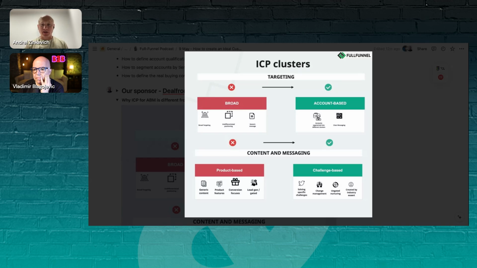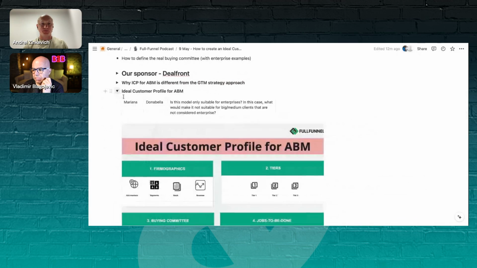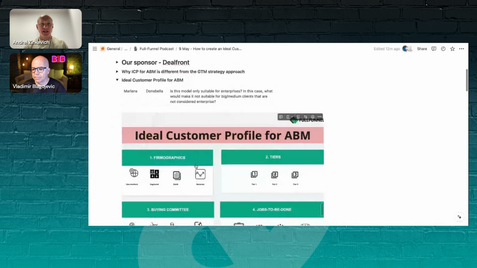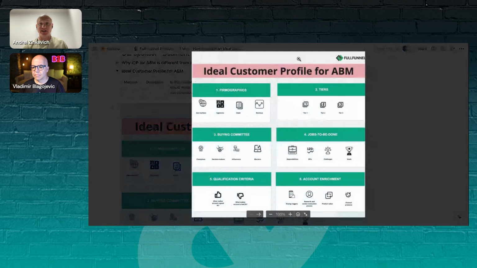That's really important. So that being said, let's move forward to the next part and discuss basically how to develop ICP. And that was a great question from Mariana. Is this model only suitable for enterprises? Would it make sense for big, medium clients that are not considered enterprises? Absolutely, yes. And we would love to share with you the 6 pillars of ideal customer profile, the most important elements, and show you a practical example, right?